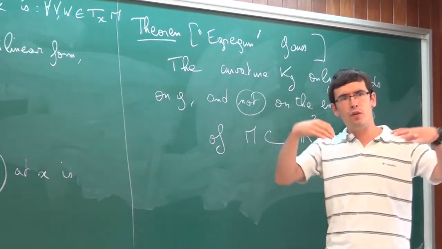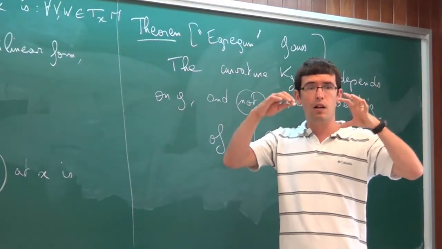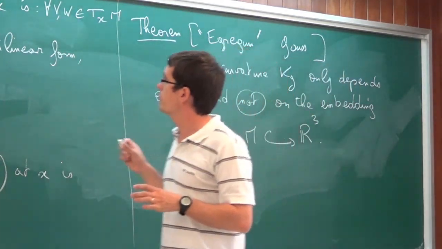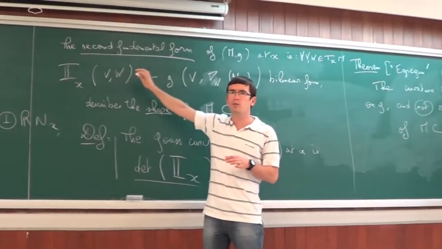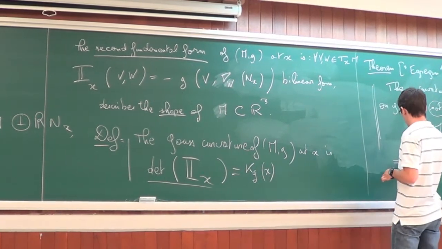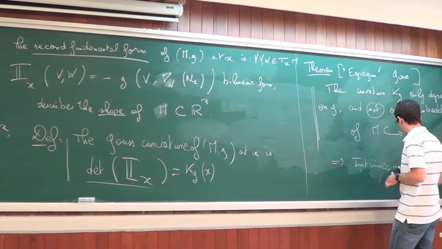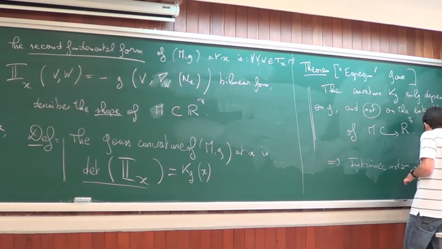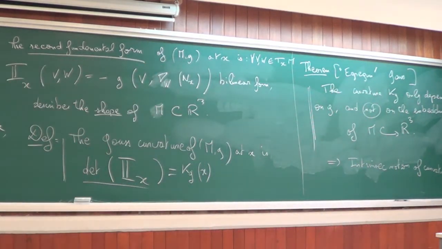This means that if you deform your hypersurface, but you don't change the length of the vectors on the surface, the curvature will be the same. The normal will change, the second fundamental form will change, but its determinant will not change. So this is an intrinsic notion of curvature. But it's only for surfaces. So now we're going to go for higher dimension.